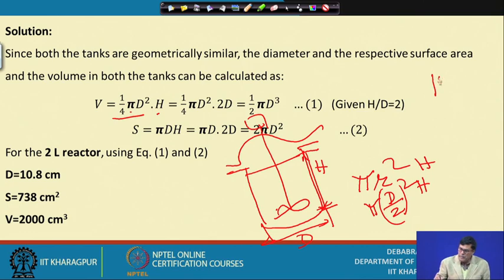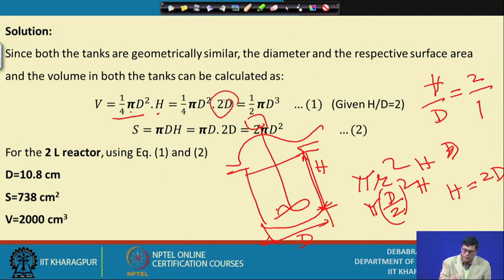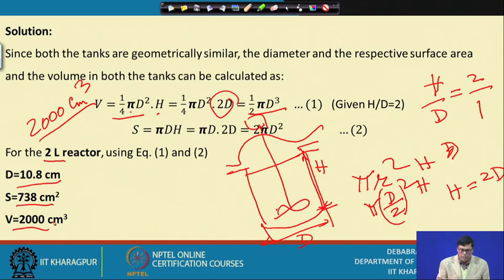Now, h by d ratio is what? Is 2:1. So, if 2:1, I can write h equal to 2d. So, this is exactly what we have written. Now, this is equal to 2 liters, and in this case this is 2 liter. 2 liter means 2000 centimeter cubed. So, we can easily find out what is the diameter, what is the surface area, what is the volume. That we can easily find out.